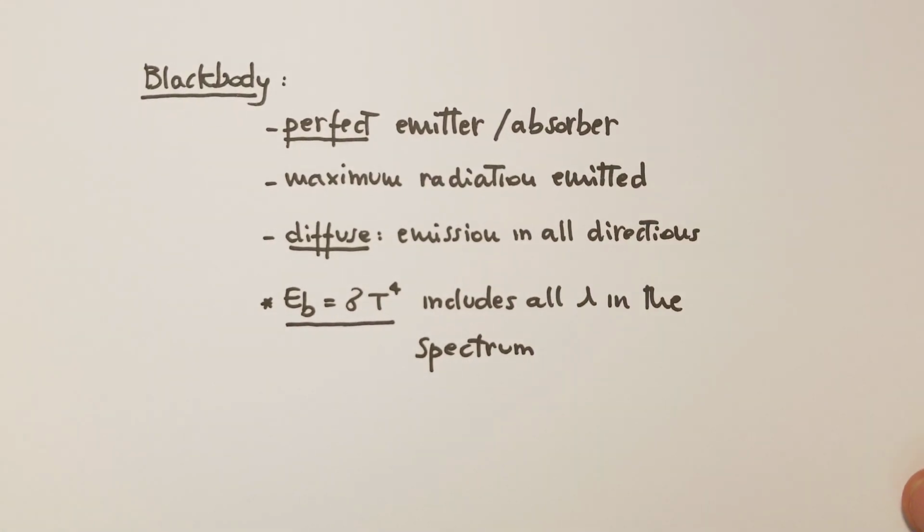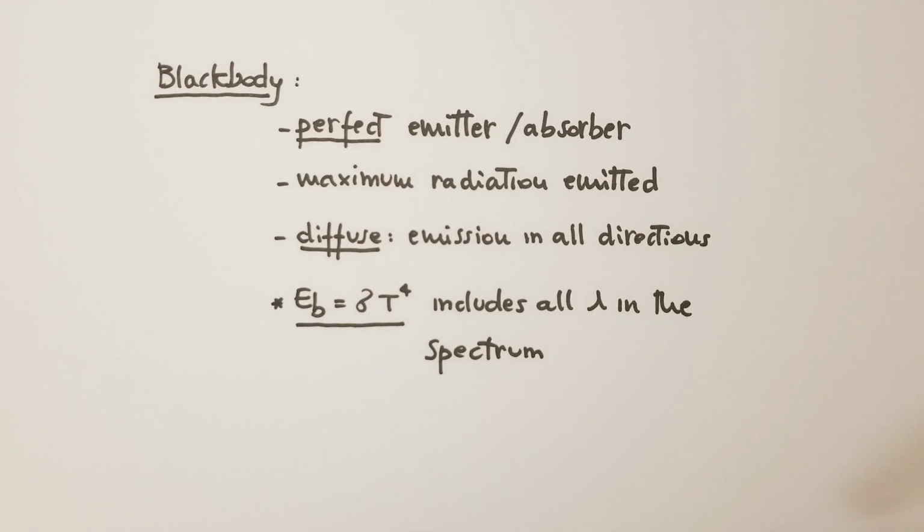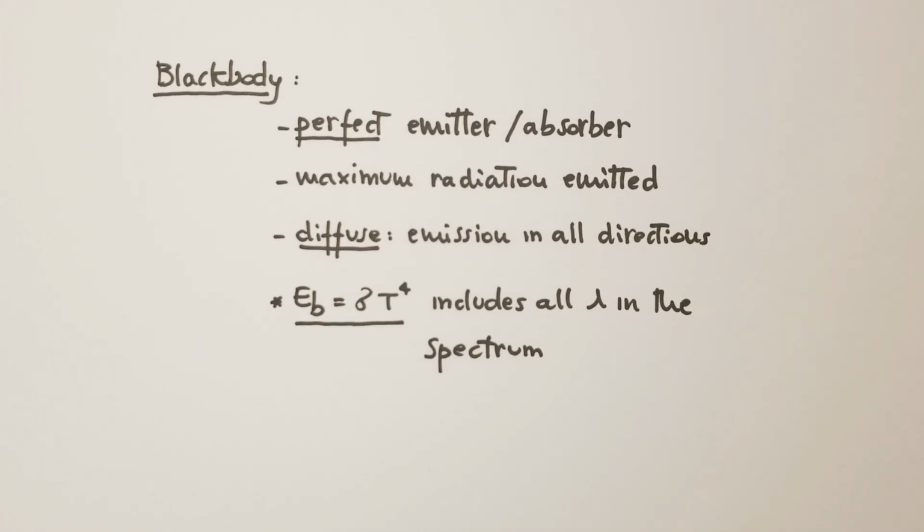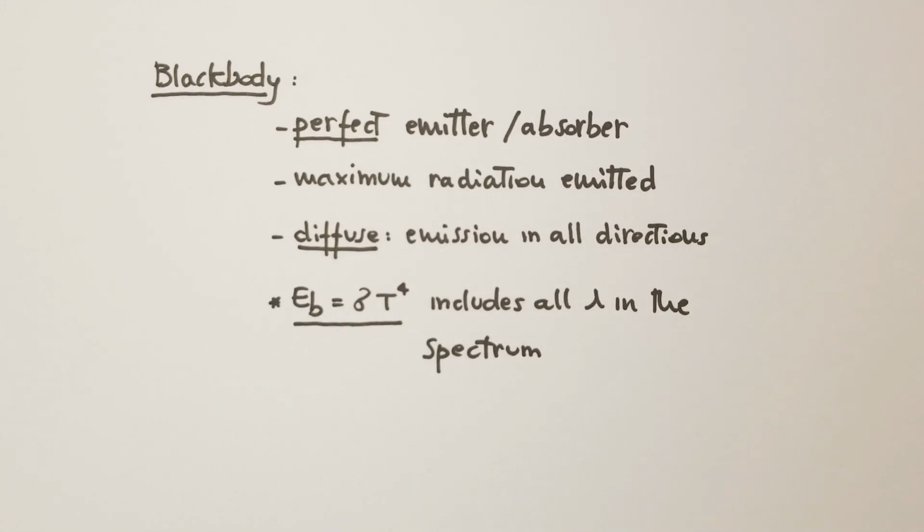So what are the properties of a black body? A black body can be defined as a perfect emitter and a perfect absorber. So the maximum radiation emitted is exactly the radiation emitted by a black body. And a black body is also a perfect absorber. This means that it absorbs all the thermal energy that arrives through radiation from the environment.